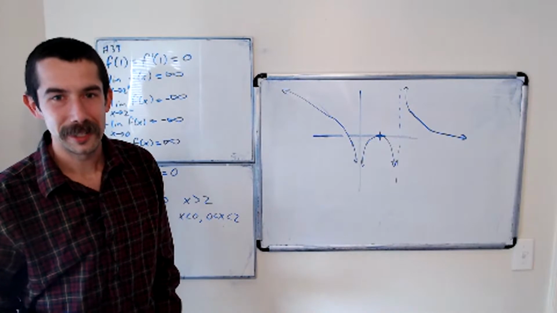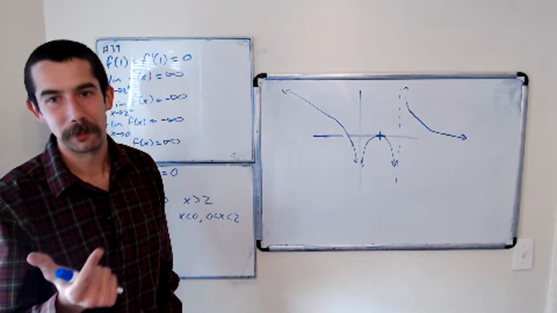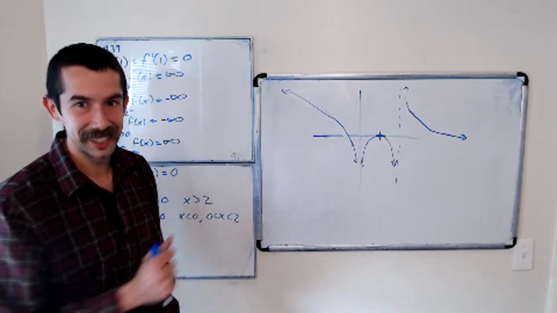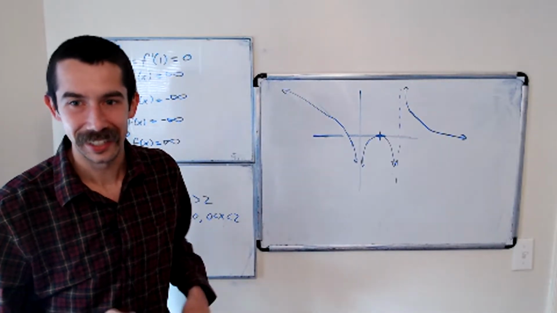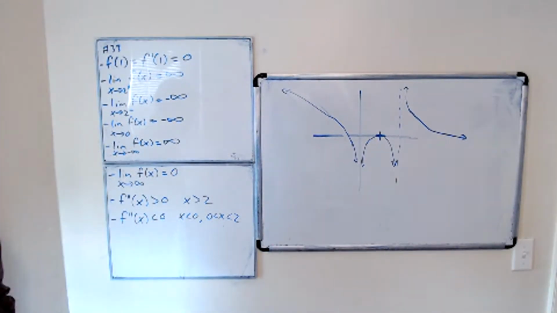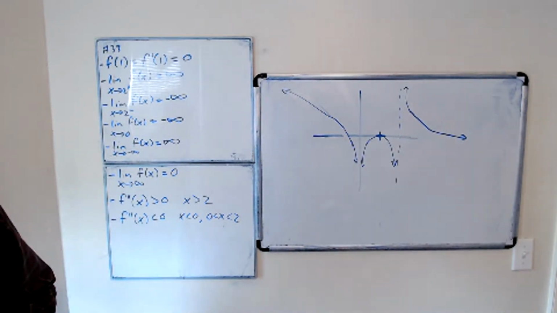So as a reminder, what are we going to see tomorrow? Optimization, related rates, curve sketching, linear approximation. Number 18. 36. Okay, another curve sketching.